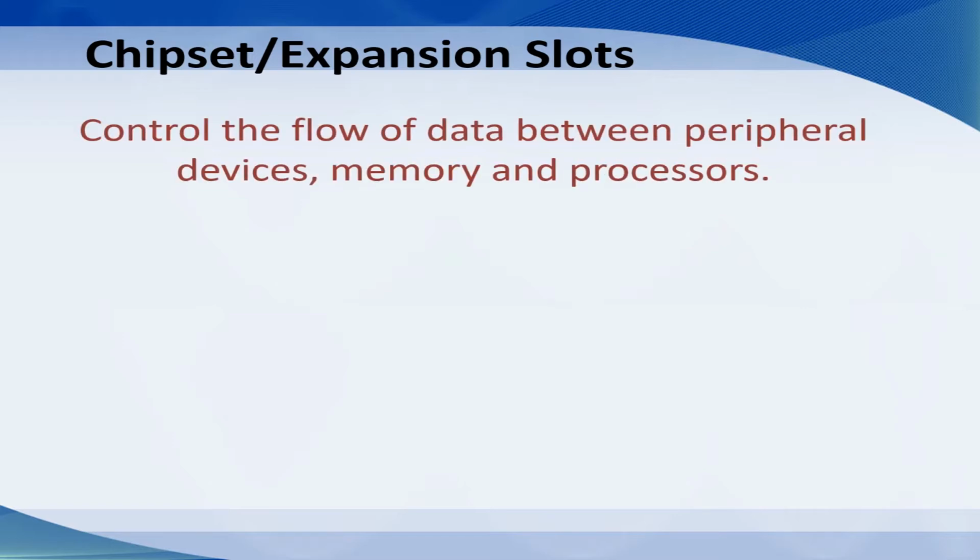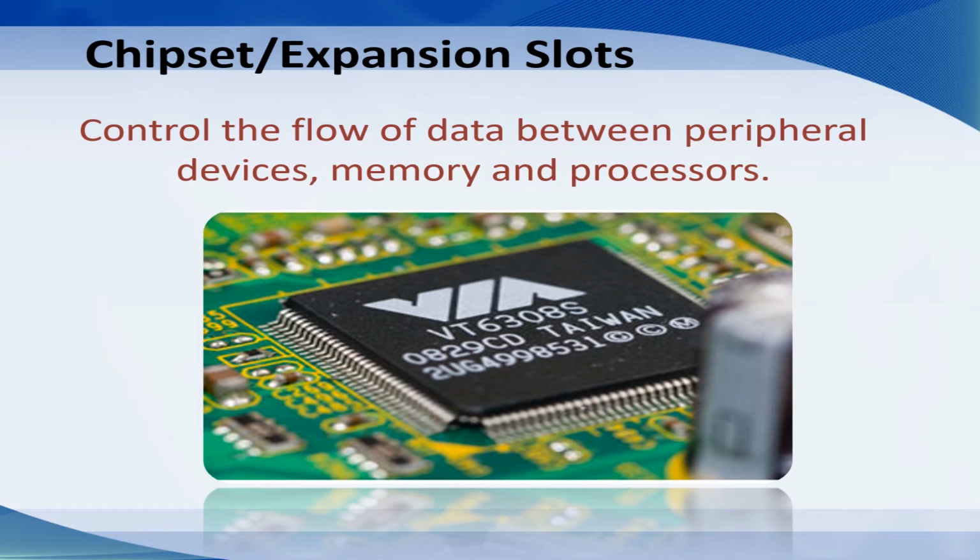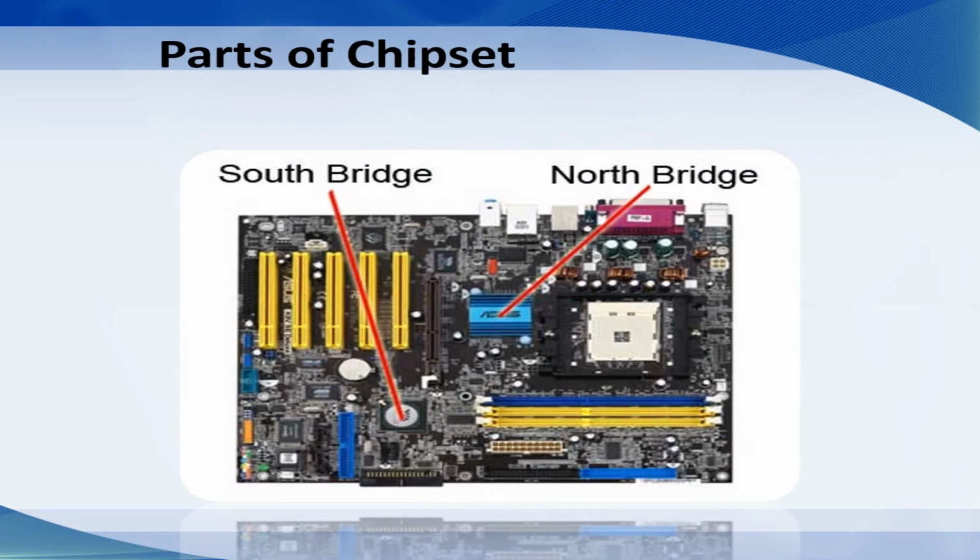The fourth component is the chipset or expansion slot. These control communication between external devices and processors. It is the integrated circuit that consists of a set of electronic components which control the flow of data between peripheral devices, memory, and processors. Chipset further has two parts, north bridge and south bridge.